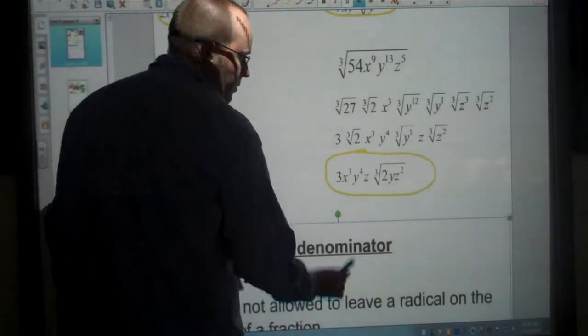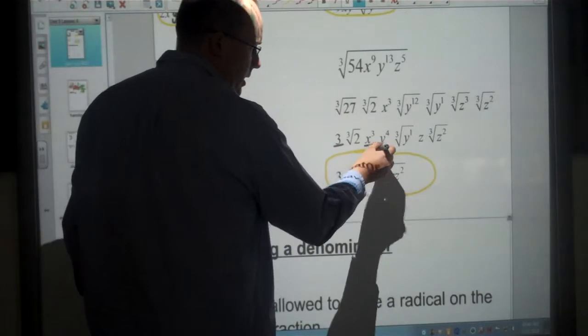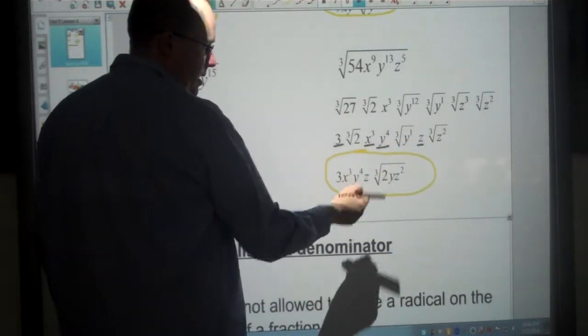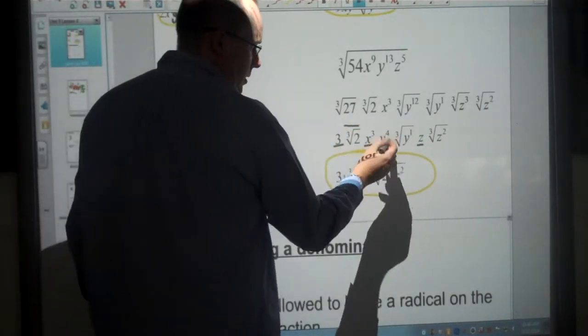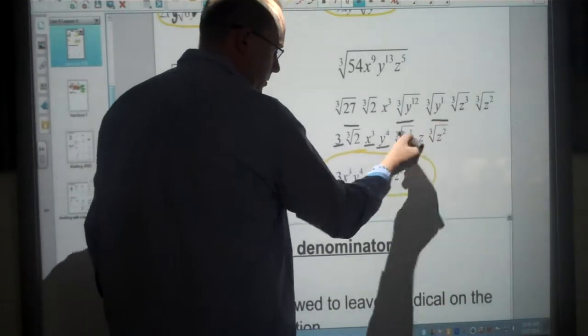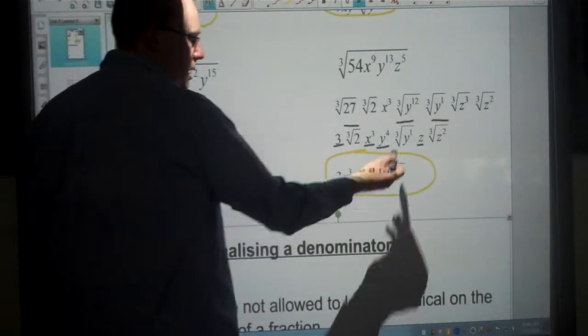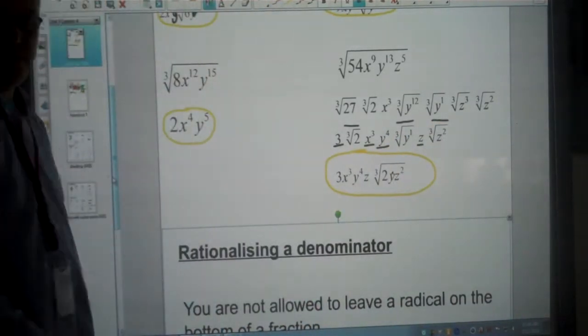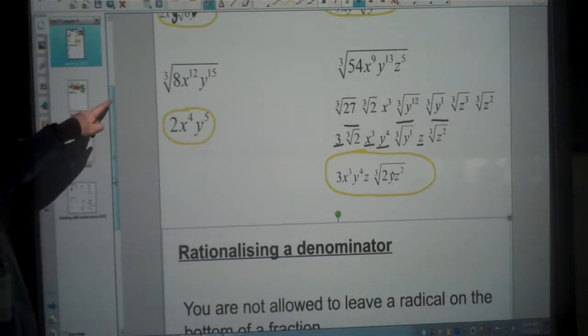Using the commutative rule, all the ones that work, I brought to the front here. And then all the ones that didn't work, I combined into a single radical. And if it was the power of 1, then I simply didn't put the power of 1.